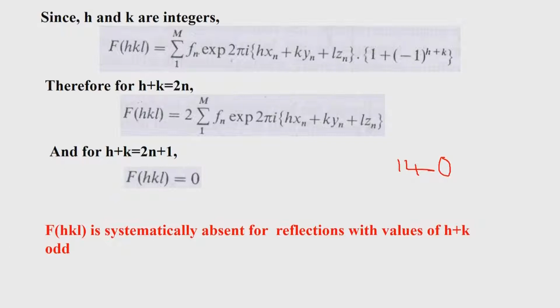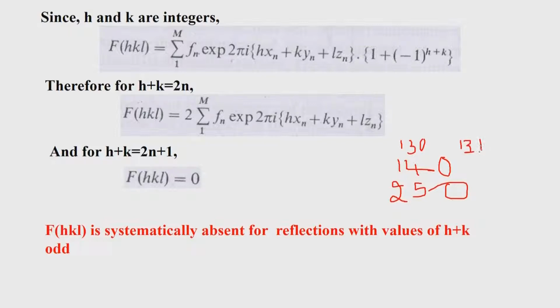Okay. Now, if we look at a reflection like 2 5 0, that will also be absent. If you look at something like 2 4 0, it will be present. A reflection like 1 3 0 will also be present. Now, why am I taking 0? It is not necessary to take 0. I can take, for example, 1 3 1.